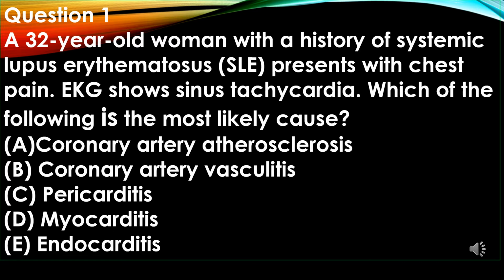Question 1. A 32-year-old woman with a history of systemic lupus erythematosus presents with chest pain. EKG shows sinus tachycardia. Which of the following is the most likely cause? A. Coronary artery atherosclerosis. B. Coronary artery vasculitis. C. Pericarditis. D. Myocarditis. E. Endocarditis.